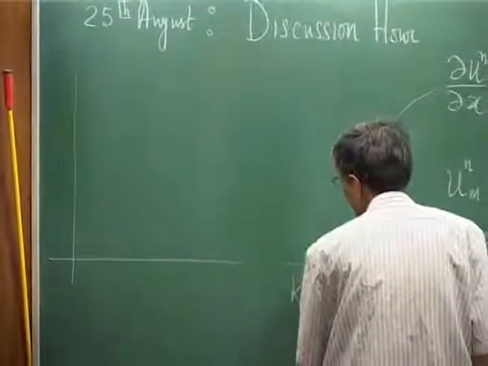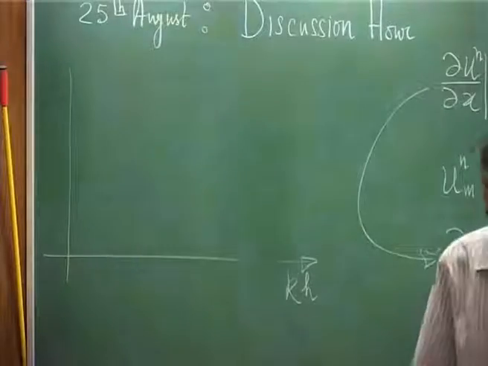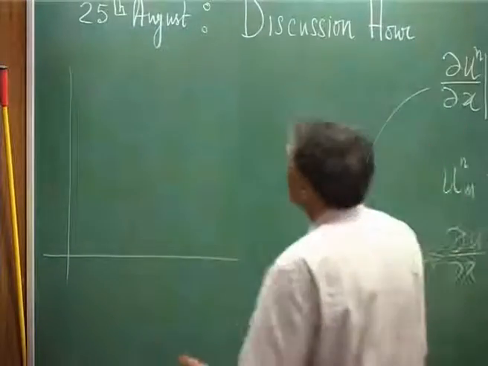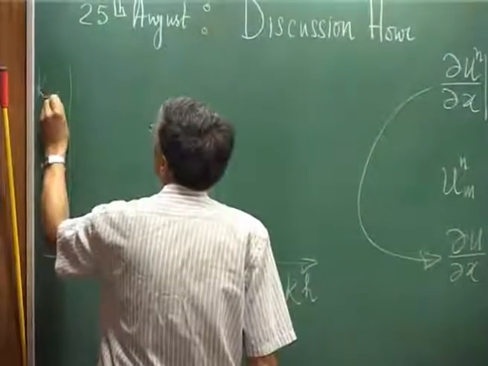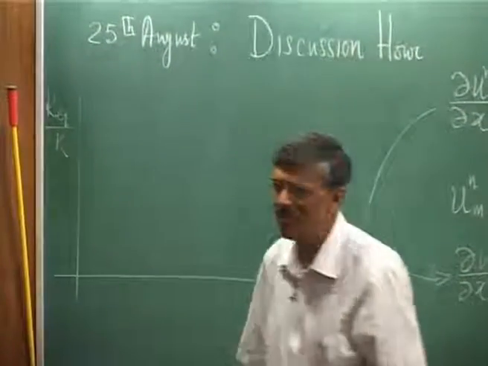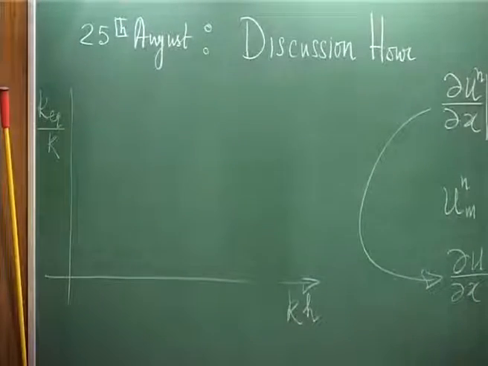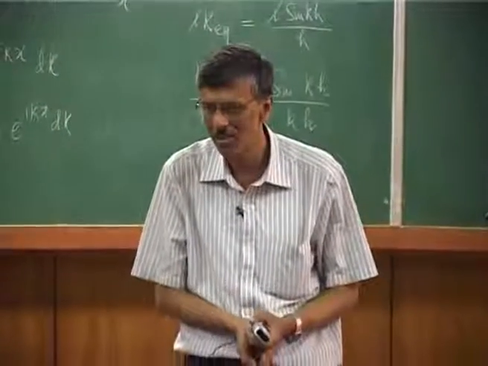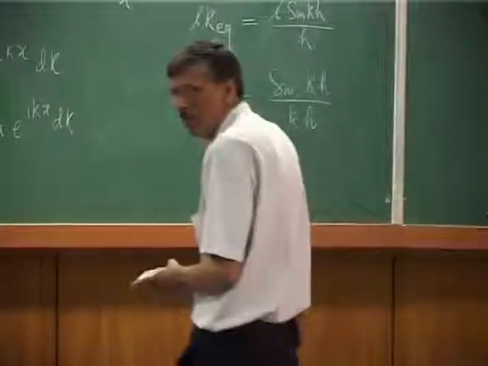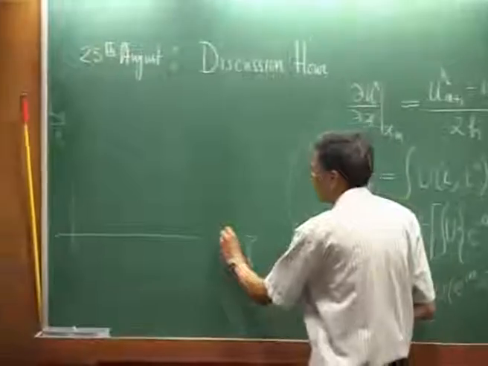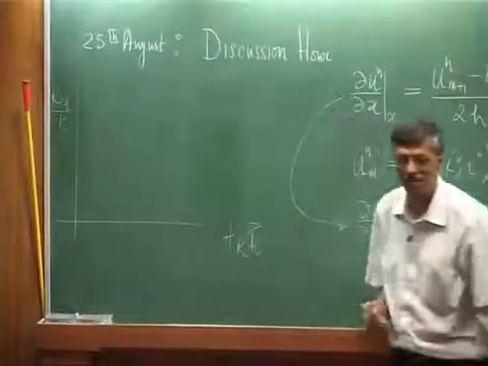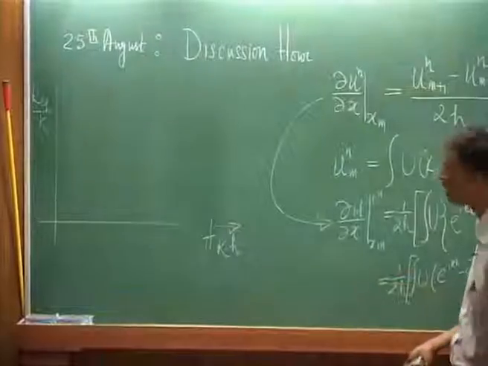On this side I will plot k h, okay, and on this side I will plot, let us say, k equivalent by k. Why am I doing it? Because this is the best way of representing it in a non-dimensional form. k has a dimension of 1 over length, k times h would be dimensionless. And what is the k max? k max is pi by h. So, k h will go from 0 to pi. So, this pi is your Nyquist limit. So, this is a universal description of the thing.